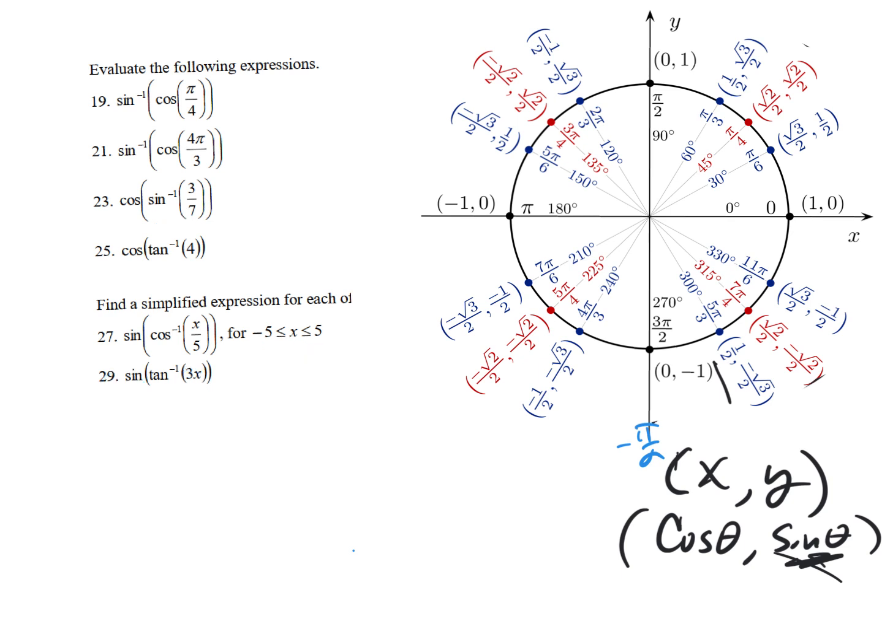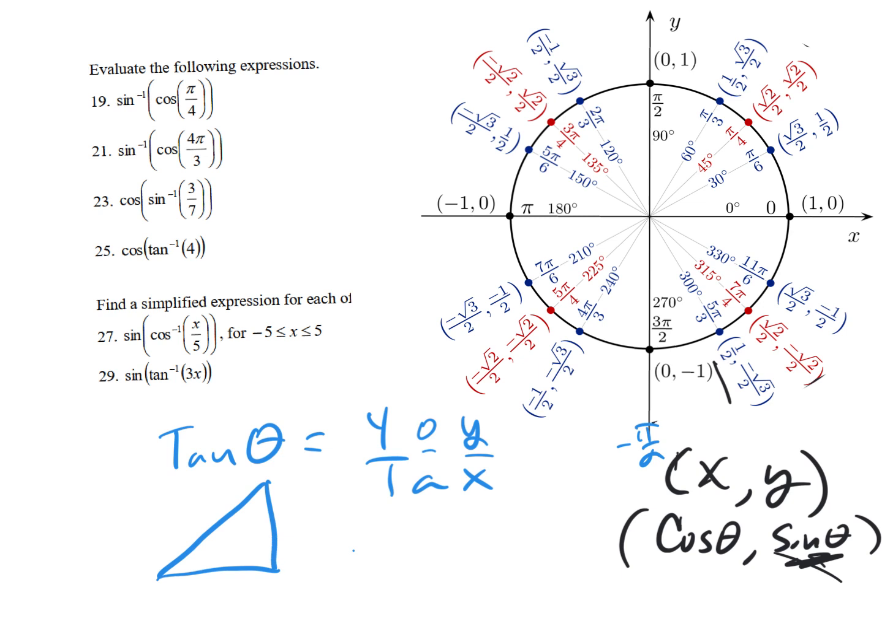So now for 25, they're telling me some angle has a tangent that's equal to 4, or 4 over 1. And remember that tangent is opposite over adjacent, or y over x when you're thinking about it on a unit circle. So let's draw a little triangle. This is theta. So y is 4, adjacent's 1.